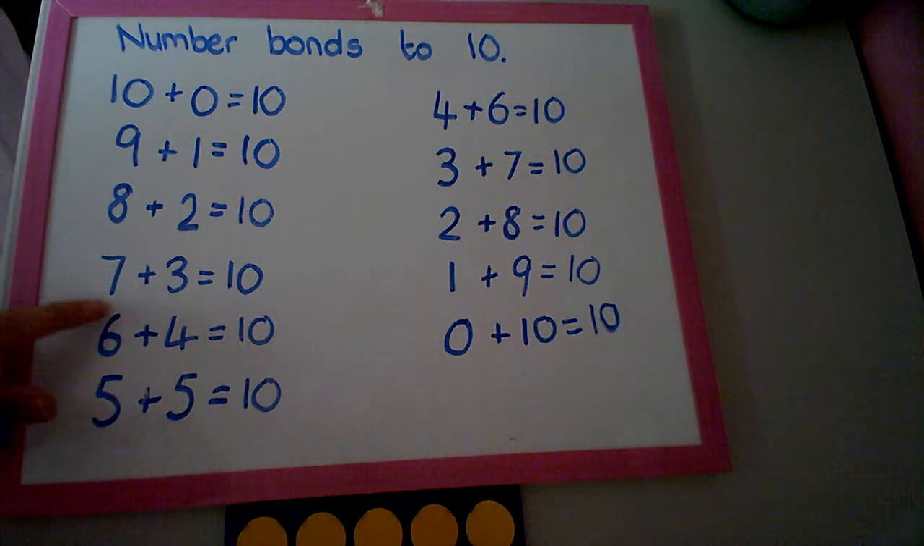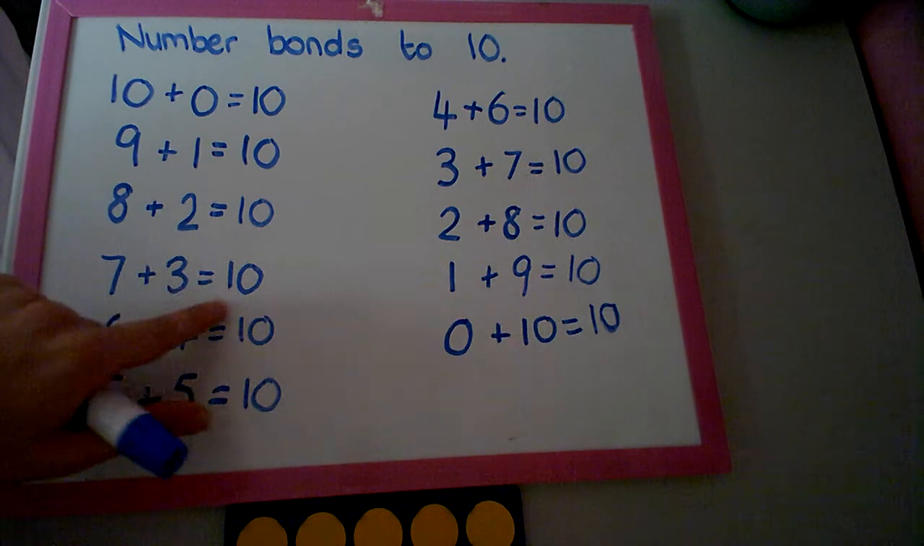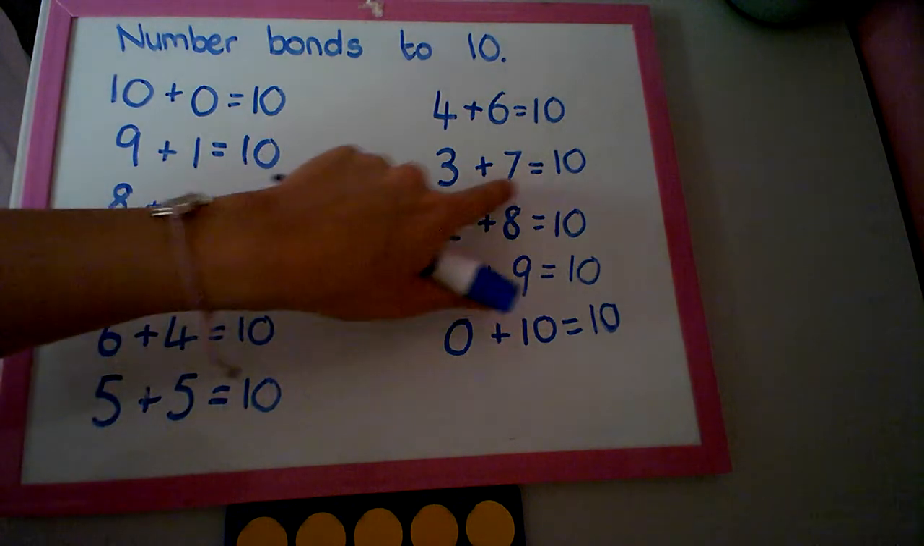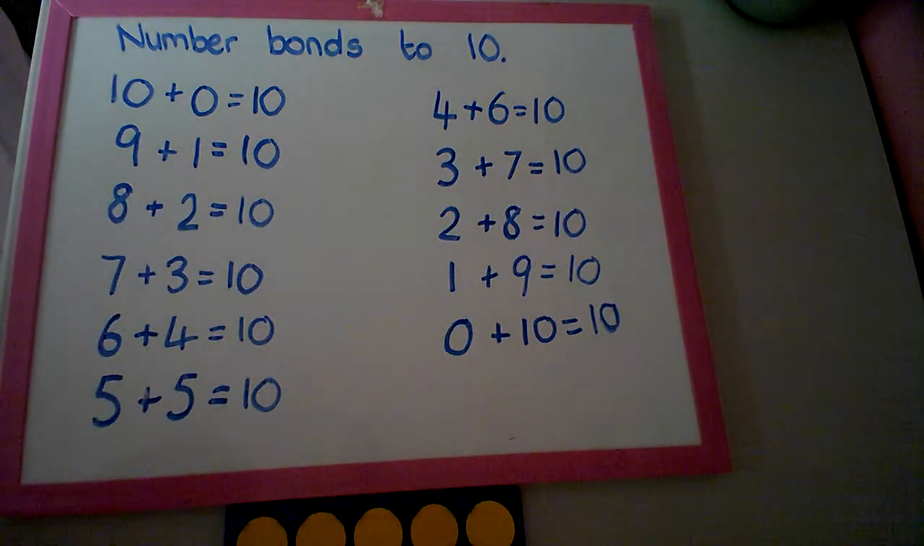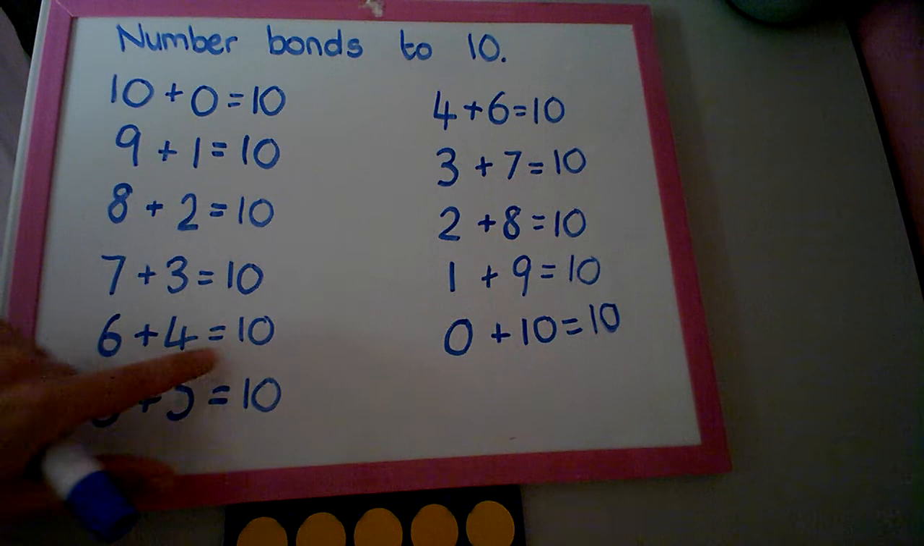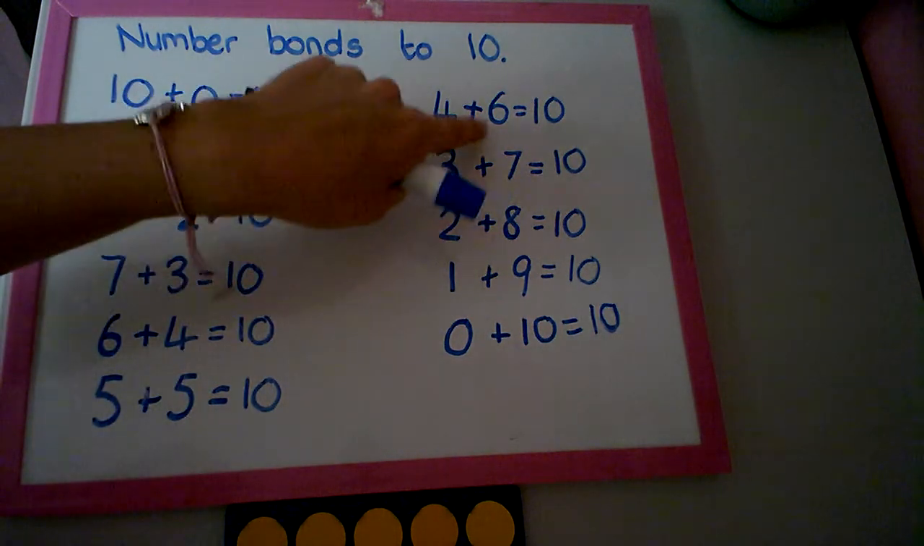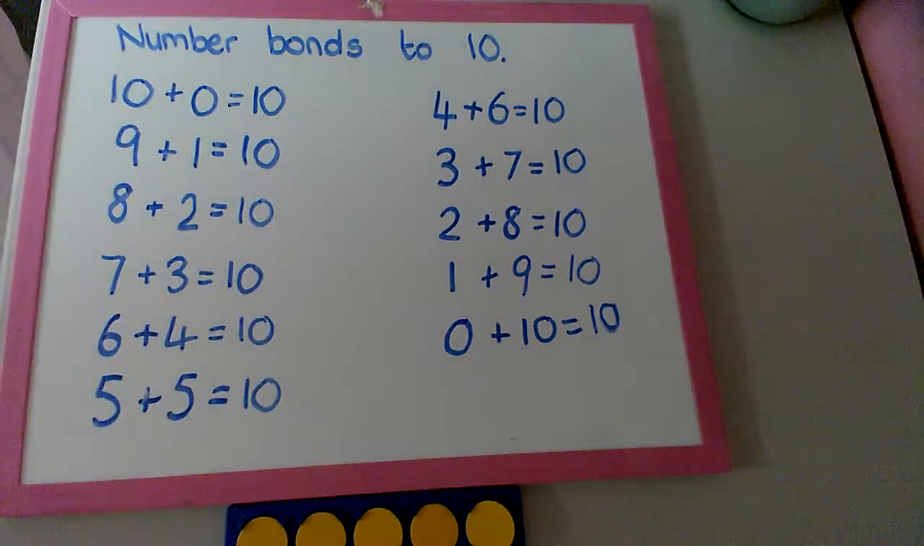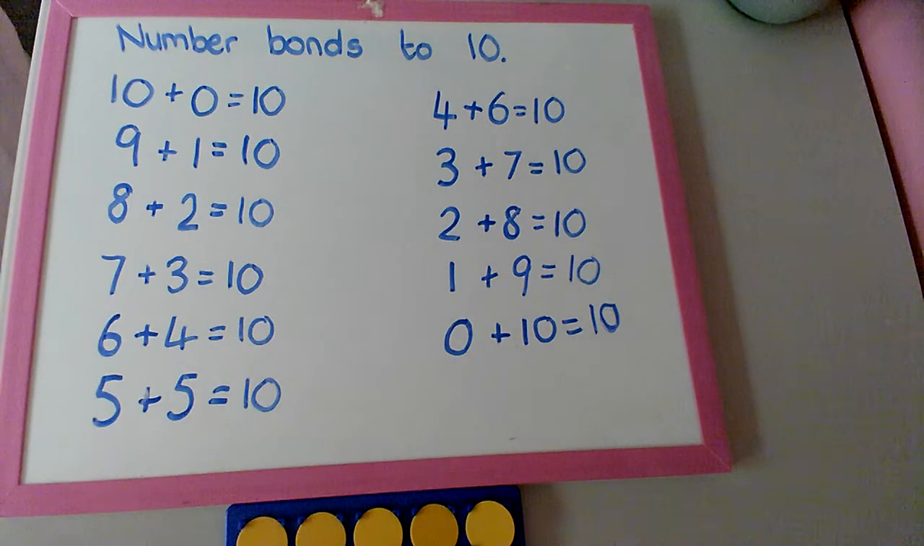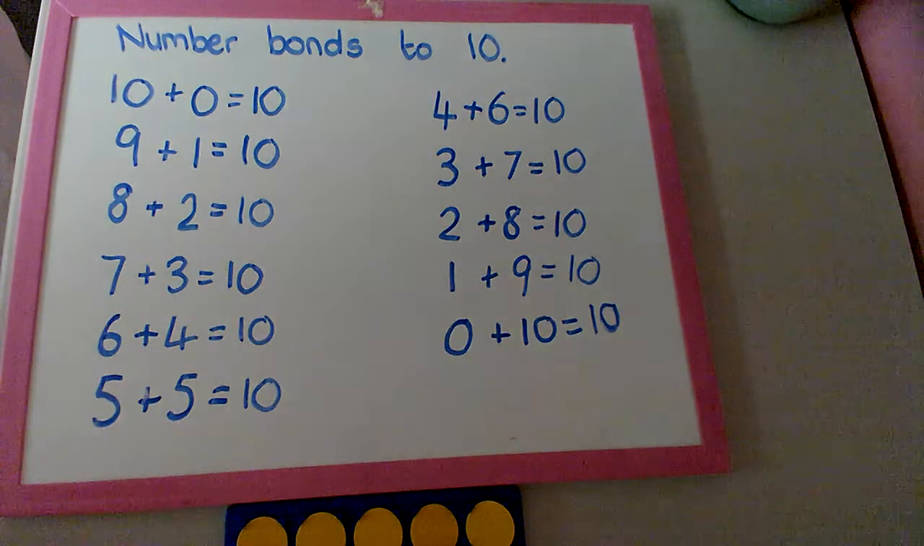So they're the same numbers. They've just swapped, so we have 7 add 3 equals 10, and 3 add 7 equals 10. And then 6 add 4 equals 10, and 4 add 6 equals 10. That's fantastic. We've got all of our number bonds to 10 now.